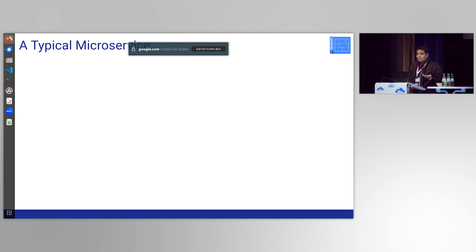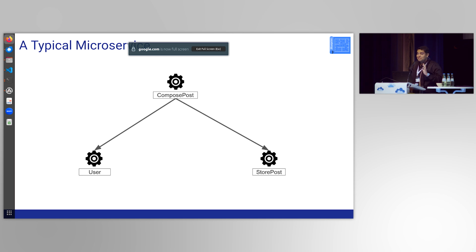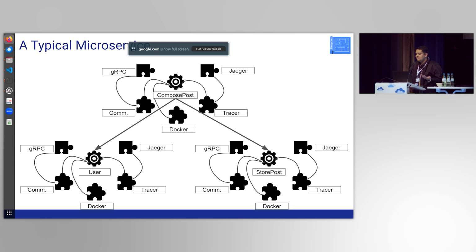In a microservice application, a typical microservice serves a single capability. For example, a compose post service in a social network application would only be responsible for creating posts. These services are loosely coupled and connected over the network. To orchestrate the execution, these services typically use common libraries and frameworks for adding desired features such as tracing.